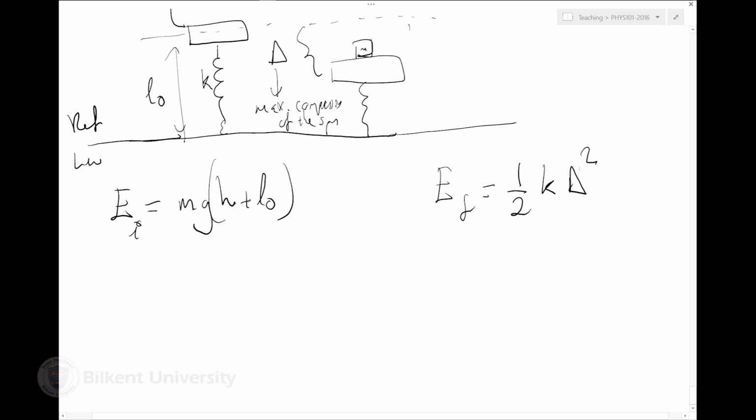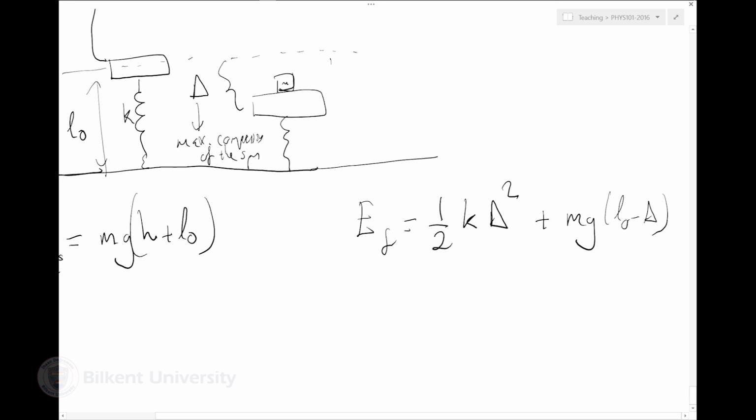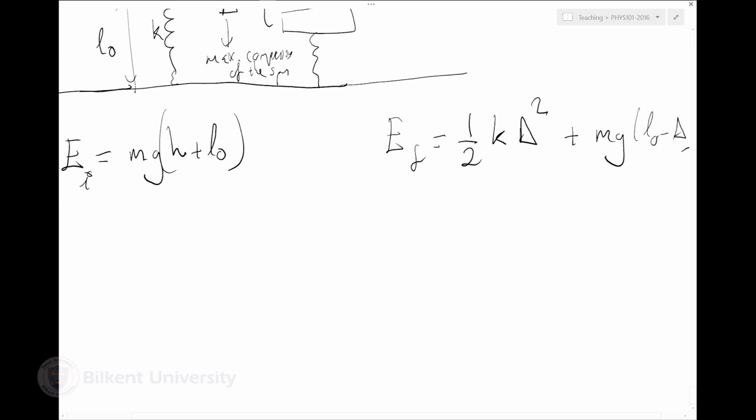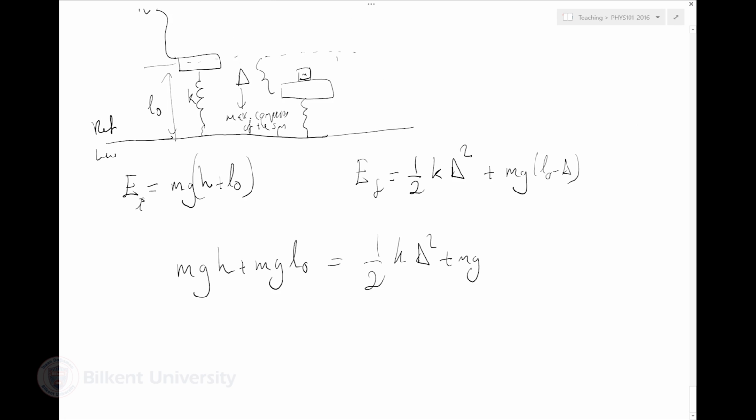Are there any non-conservative forces in this problem? Maybe there is air friction, but I certainly neglect that. So if there are no non-conservative forces, initial energy must be equal to the final energy. Let's actually do that. Initial energy is mgh plus mgL0. Final energy is 1/2 k delta squared plus mgL0 minus mg delta. Hey, mgL0 cancels, and that's not by accident.